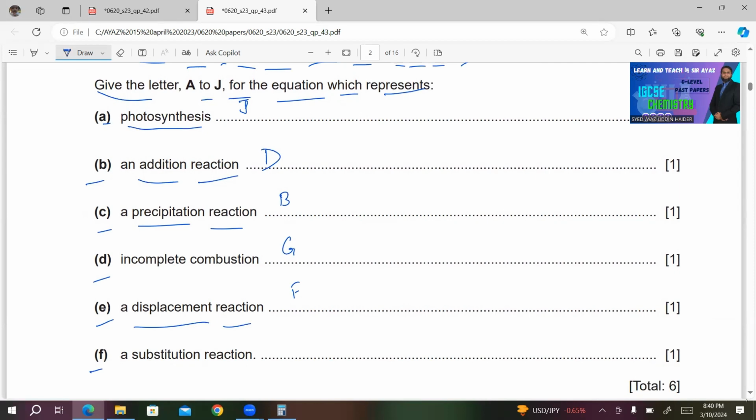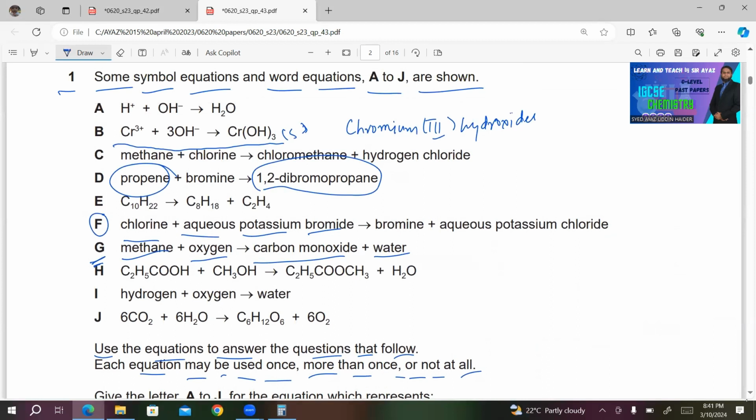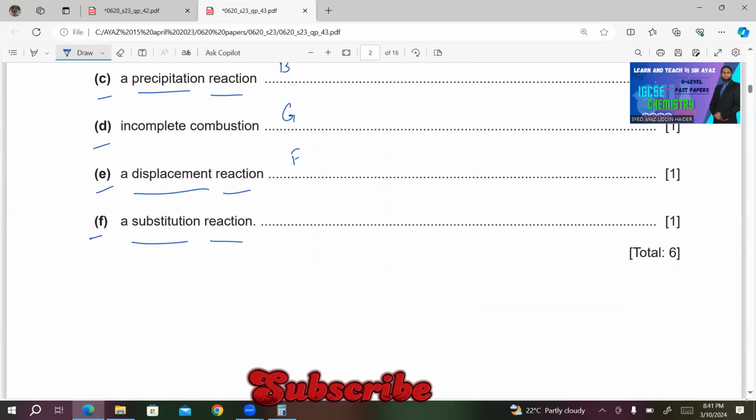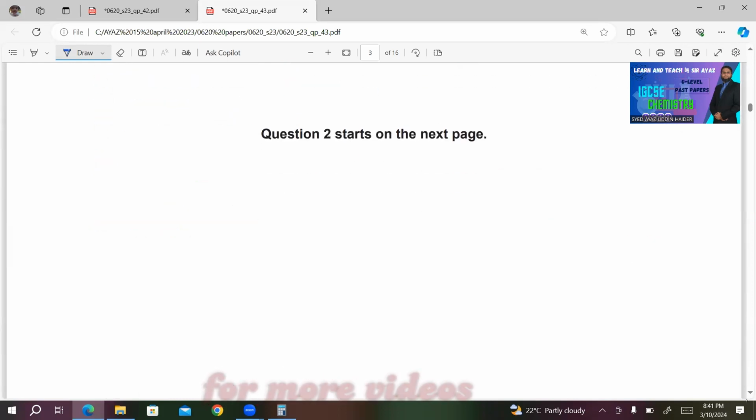Last one, F, a substitution reaction. A substitution reaction involves the displacement of one atom in organic compounds, and it is common in alkanes. So C is the example of this reaction. You can see the reaction: methane is reacted with chlorine and the product is chloromethane and hydrogen chloride, which means one of the hydrogens in methane is displaced by one of the chlorine atoms to produce chloromethane and hydrogen chloride. So C will be the right answer for this part. Moving to next question.